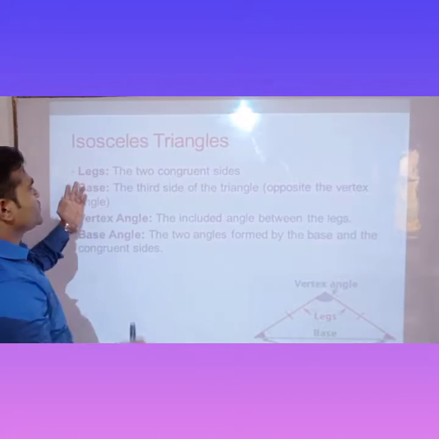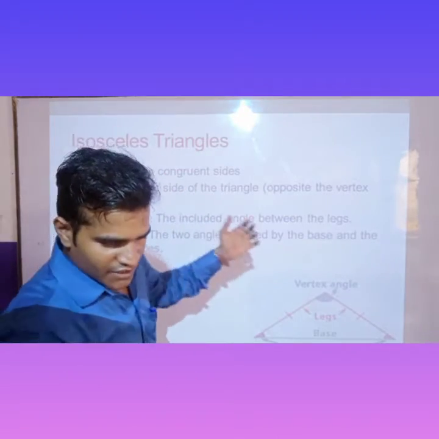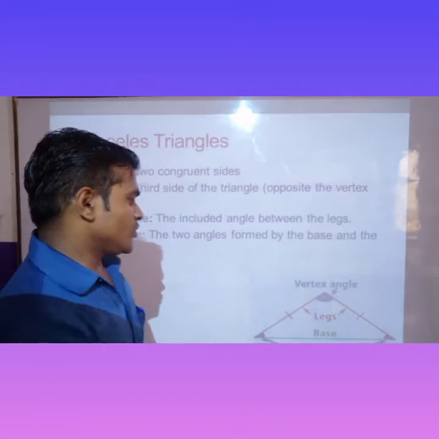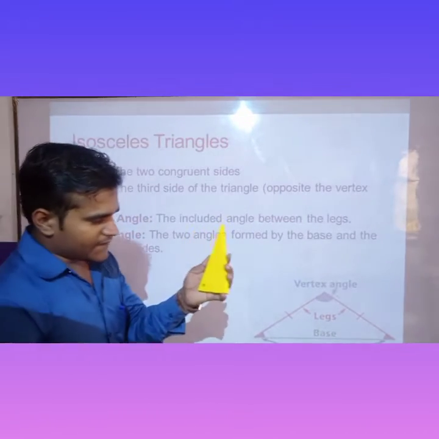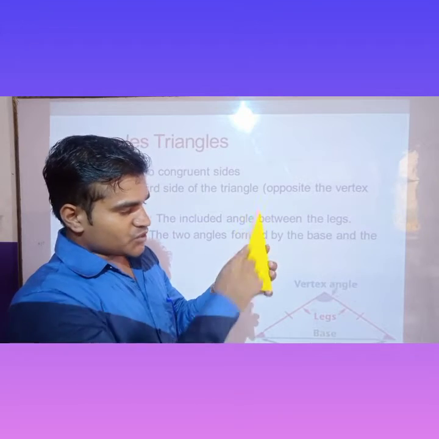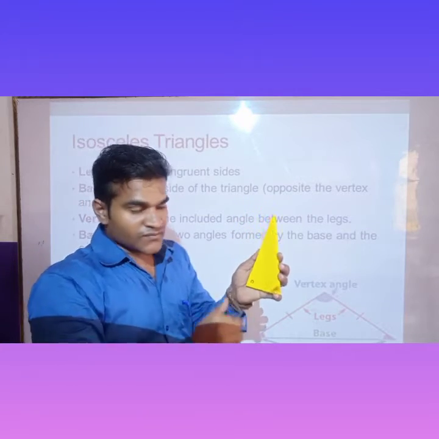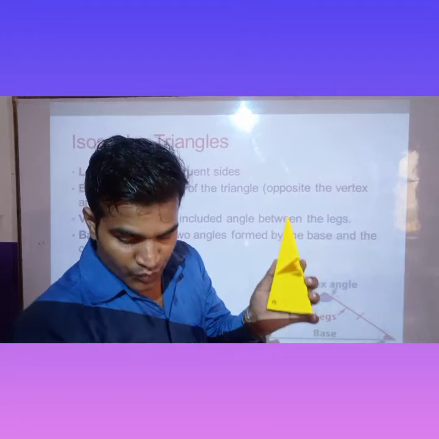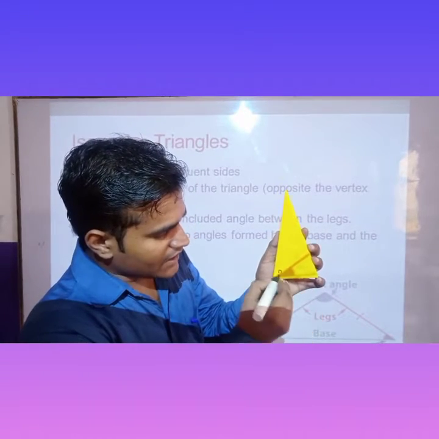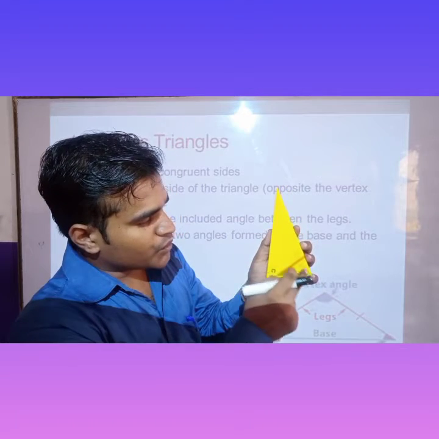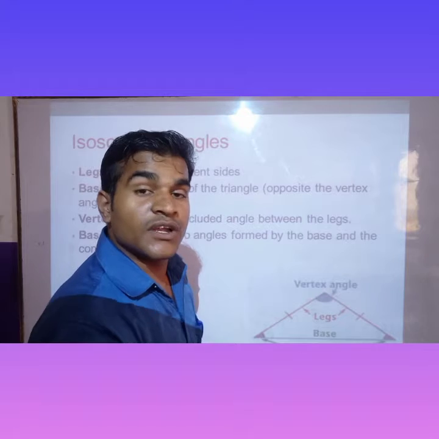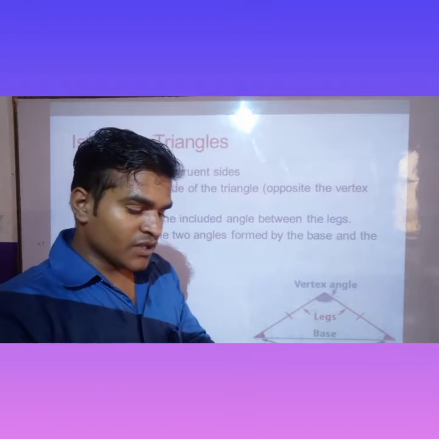Now we are going to learn about the isosceles triangle. Yes children, you are right, this is an isosceles triangle. When we measure it, two sides are equal. If these two sides are equal, then the angle opposite to each equal side, this angle and this angle, are also equal in an isosceles triangle.